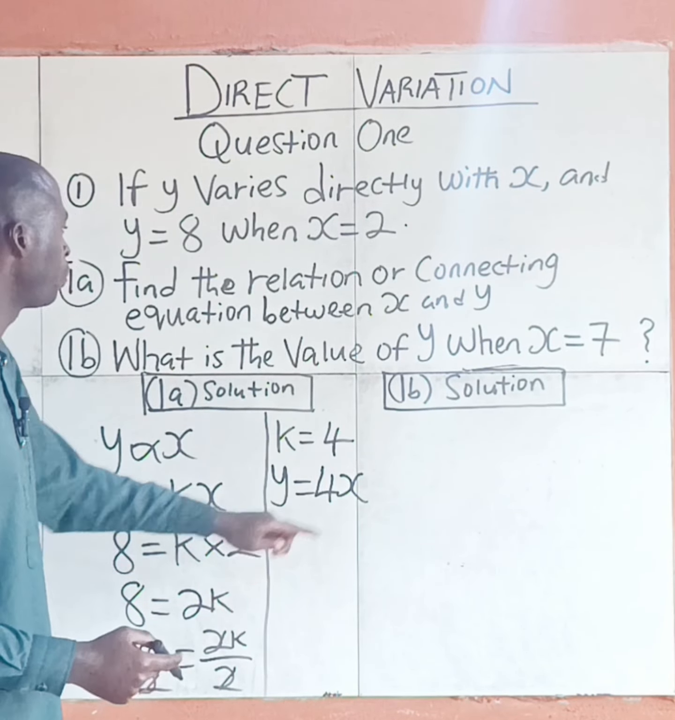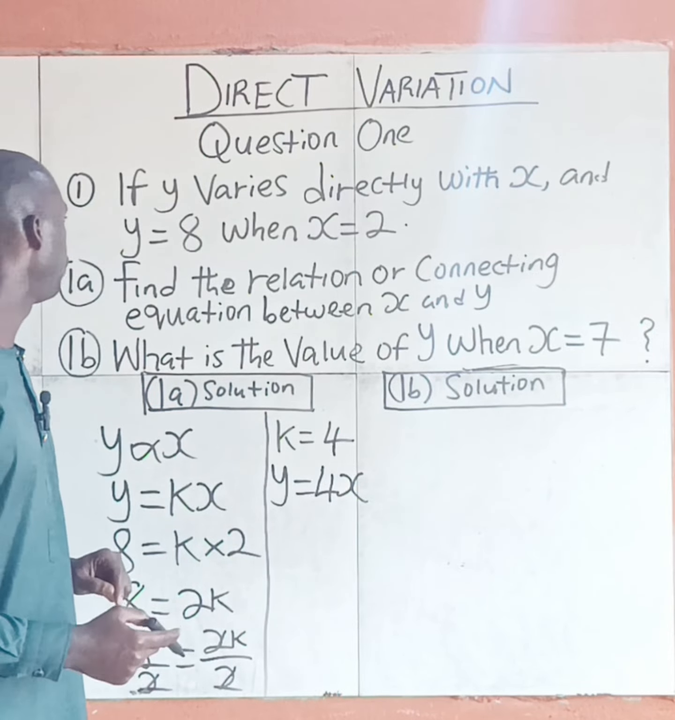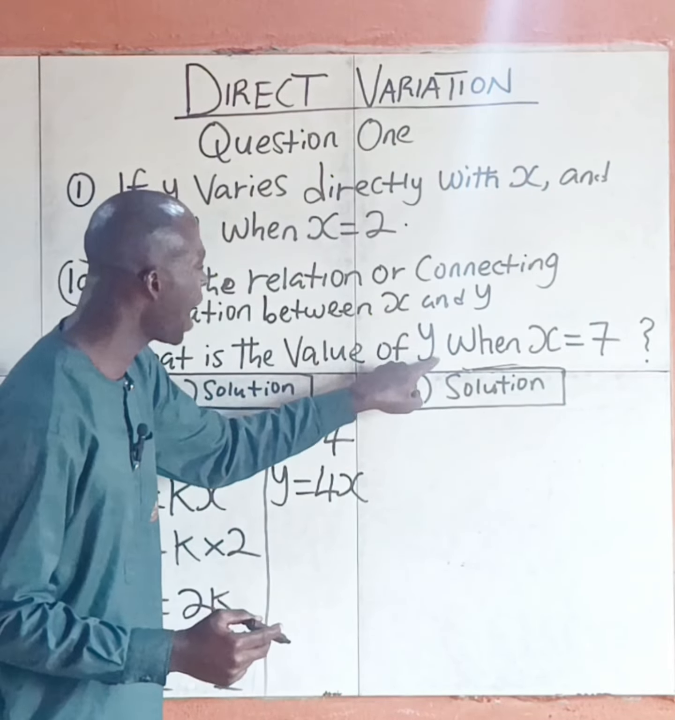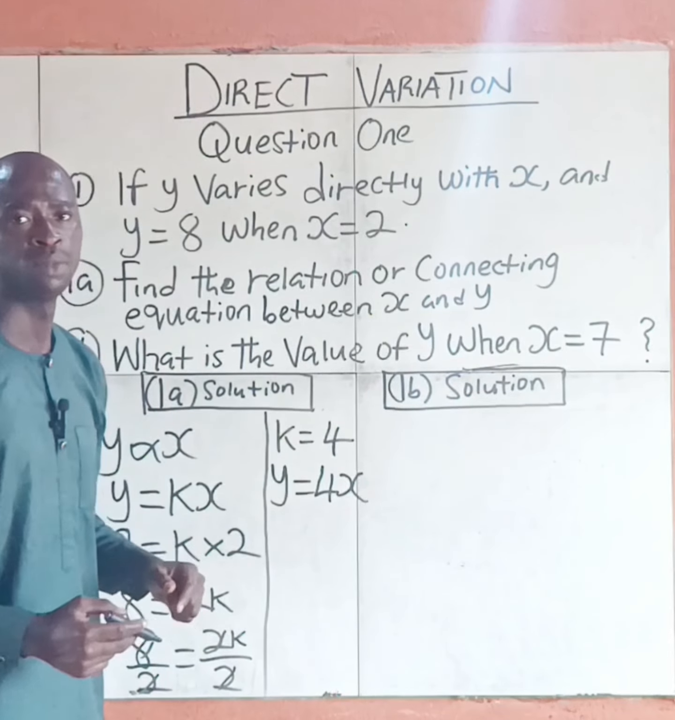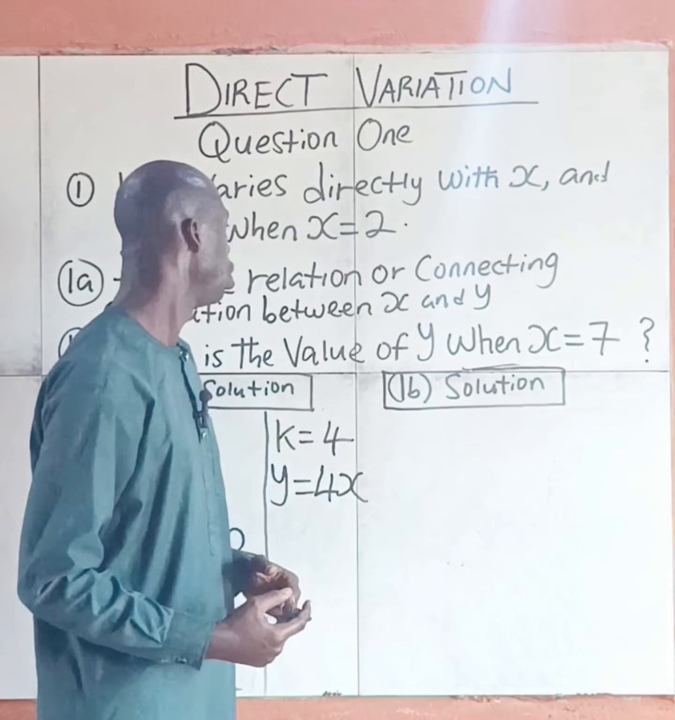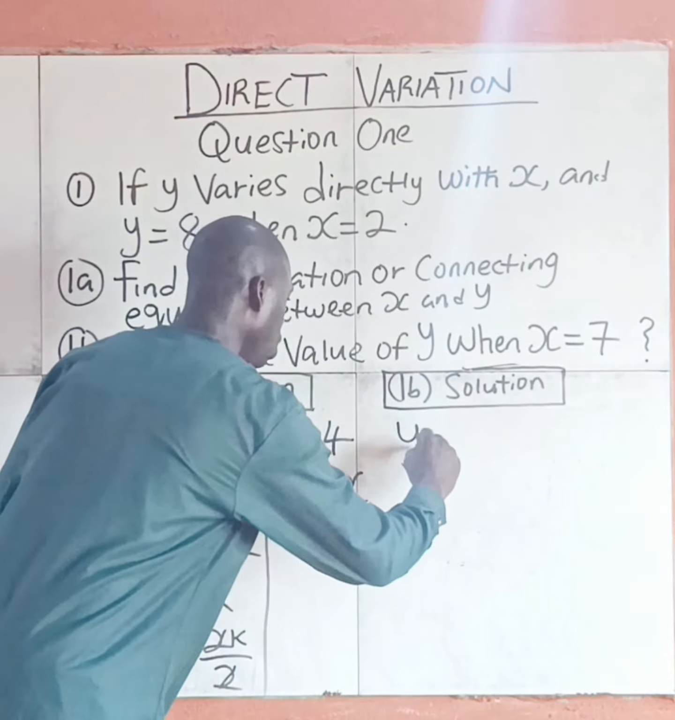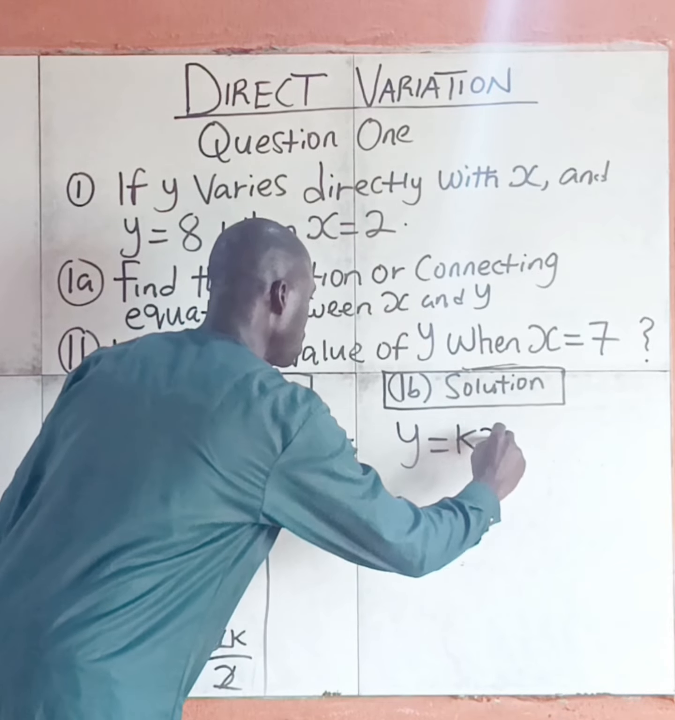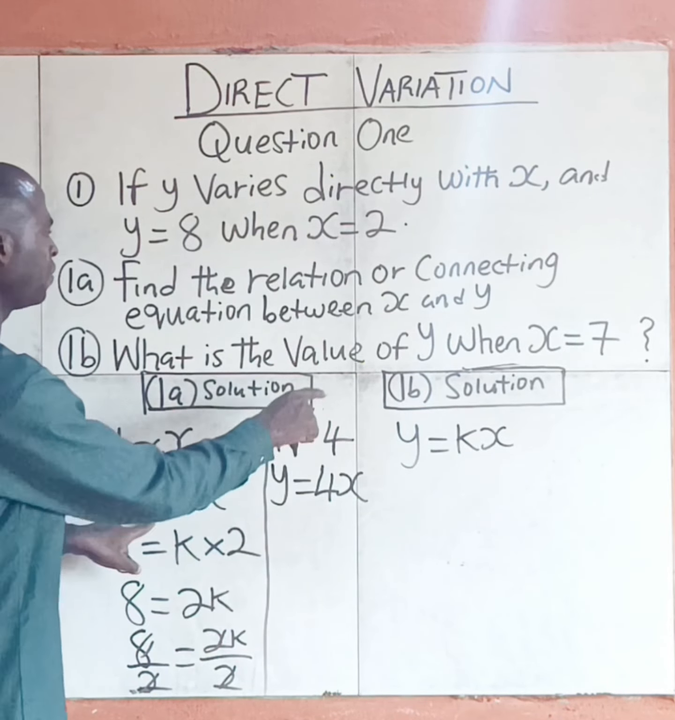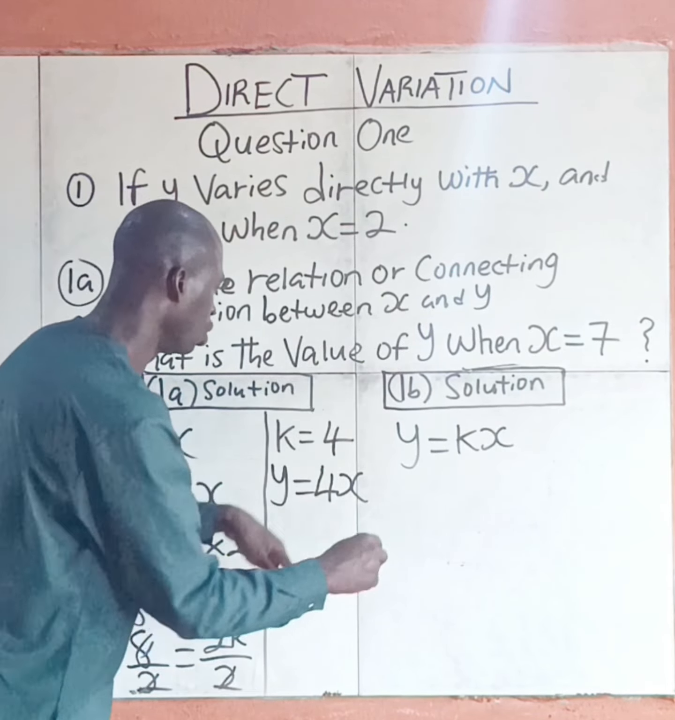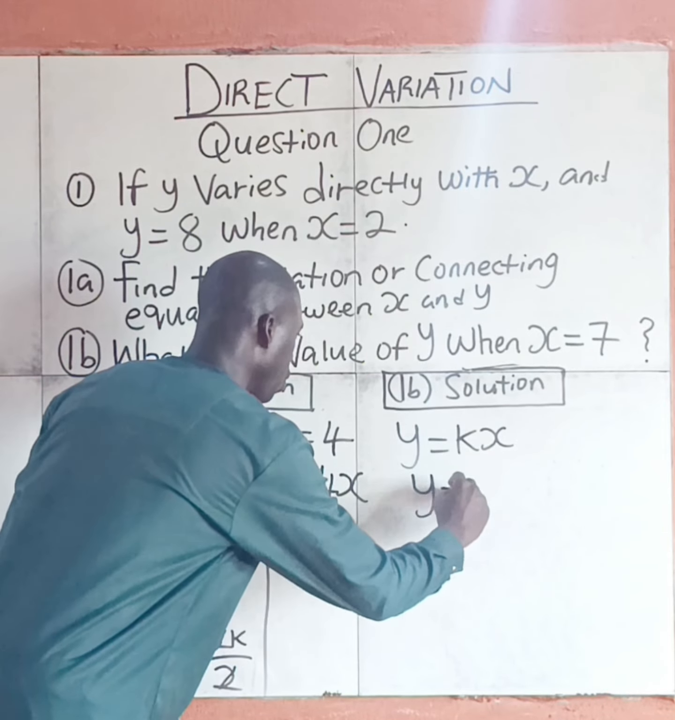Now let's quickly move to problem 1b. For problem 1b, the question says, what is the value of y when x equals 7? It is very, very simple. What you simply need to do is to repeat the same formula, which is y equals kx. Now, did they give you y in this question? What is the value of y? No, they did not. So I'm simply going to write the y.